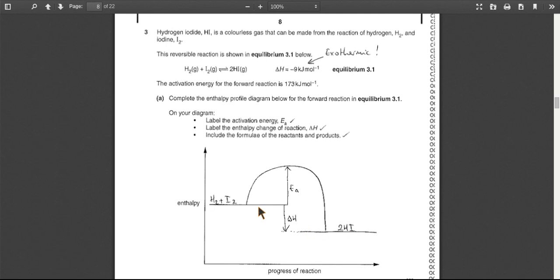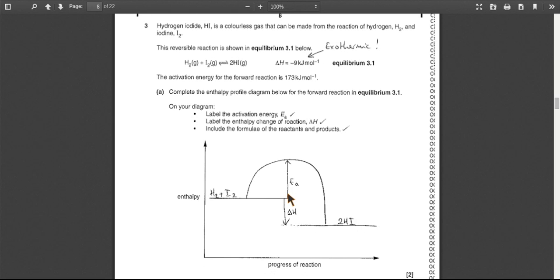The 2 lines are connected with this curve, and then the activation energy is the energy we have to raise the reactants to, so that's an upwards arrow, not a double-headed arrow, an upwards arrow from this line here to the top of the curve. And the enthalpy change is the difference in enthalpy of the reactants compared to products. So that's a downwards arrow in this case, and again it's a single-headed arrow, not a double-headed arrow.